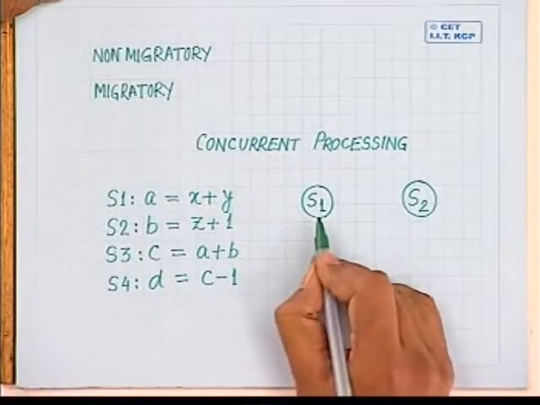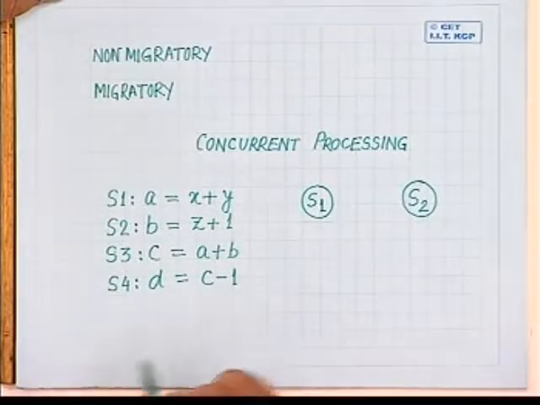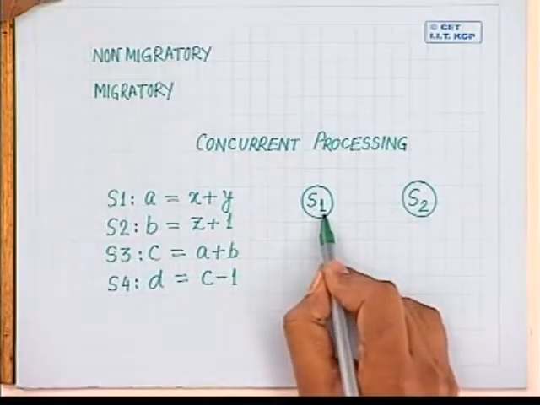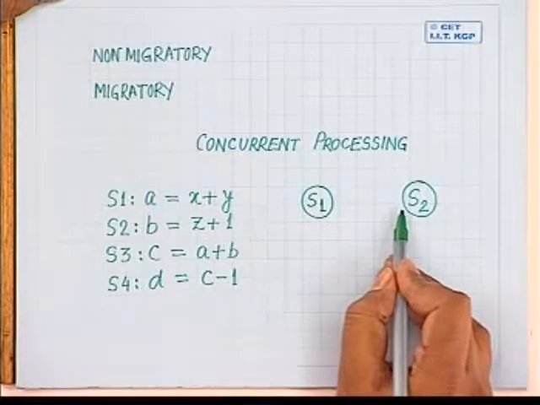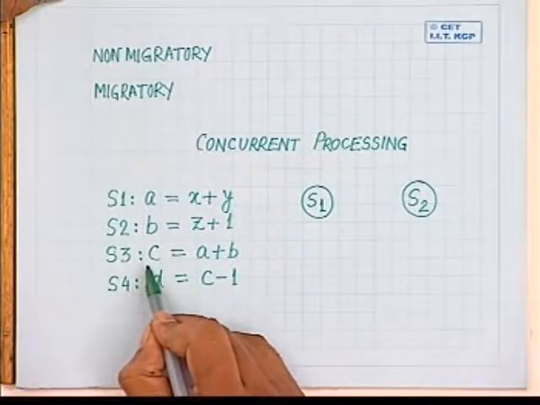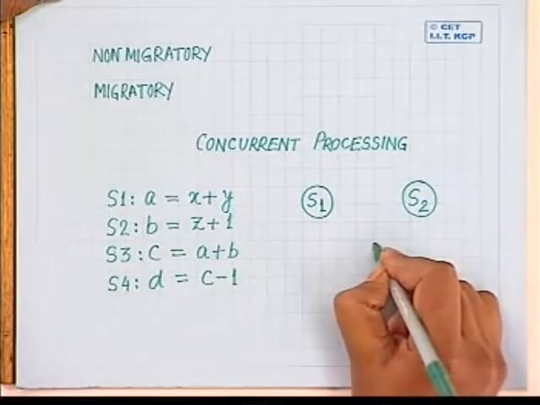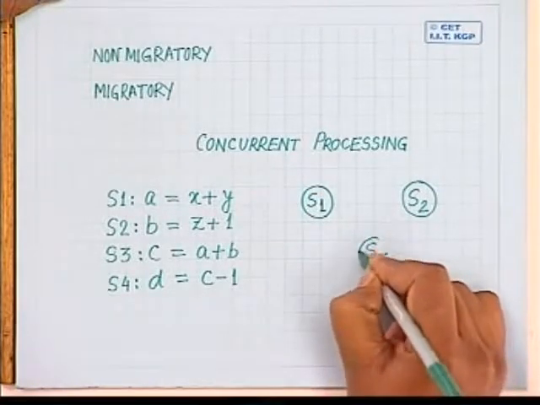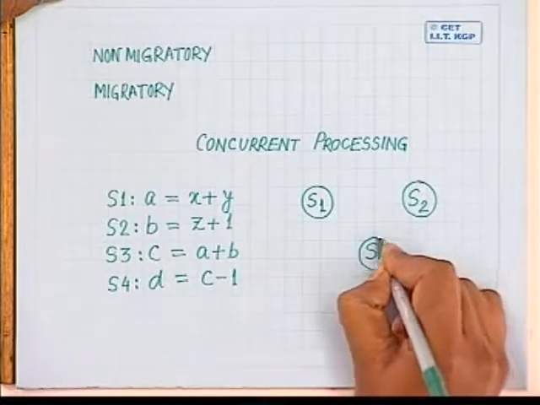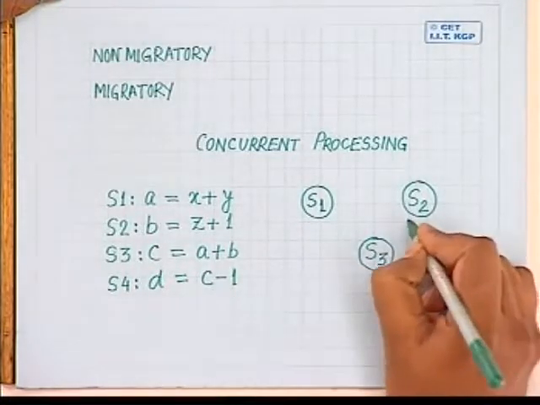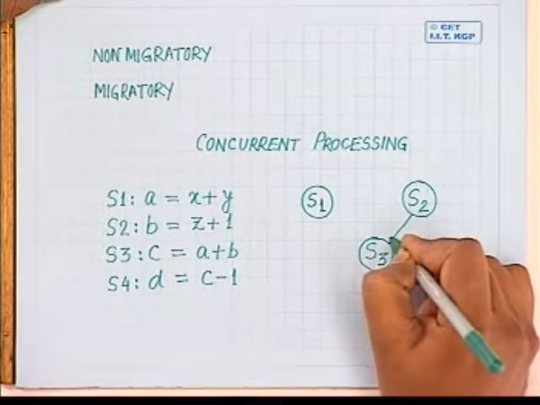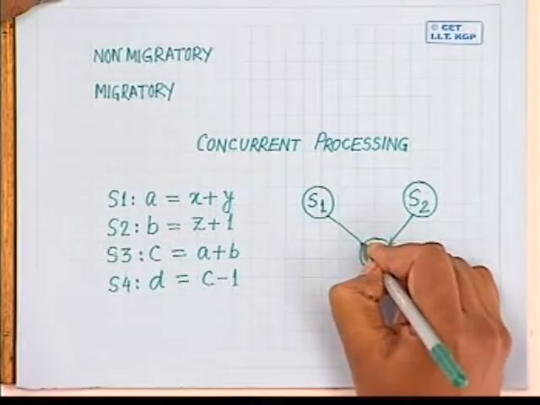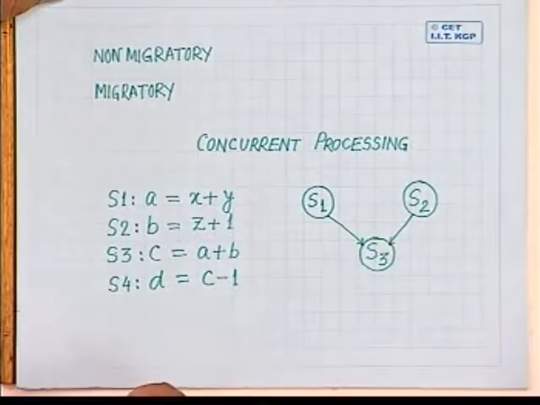Okay. S1 and S2, these two can be executed concurrently. After completion of S1 and S2, then only I can compute S3. So I put it this way, S3, and S3 has to depend upon or has to wait for the completion of statements S1 and S2. So I put it in the form of a directed graph like this.